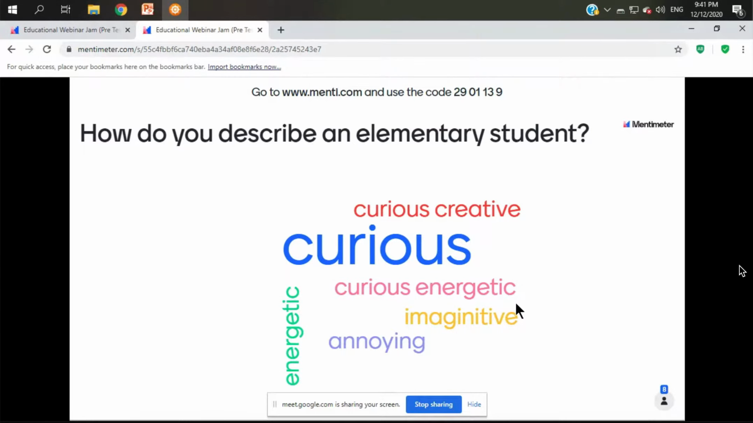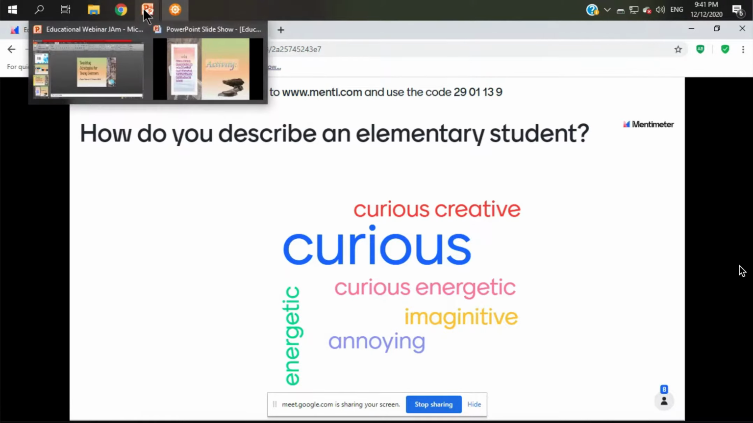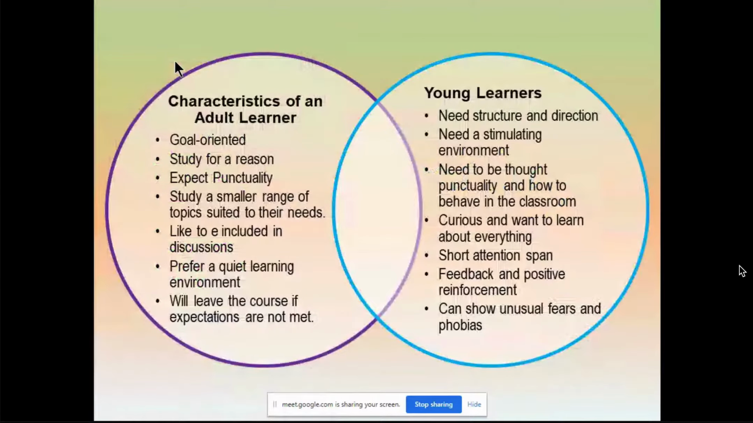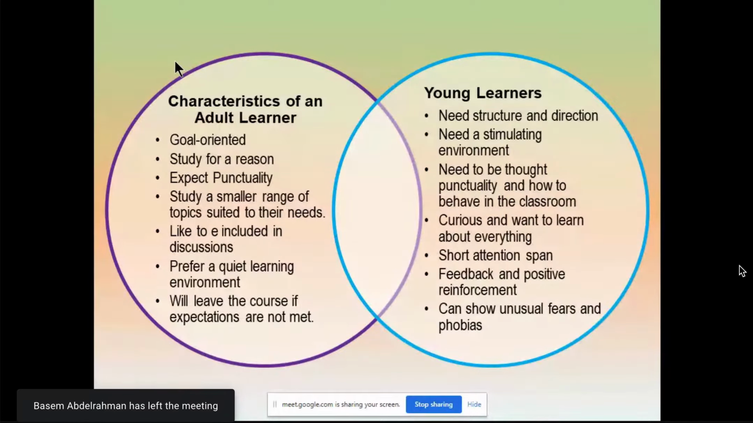Okay, so that is our perception, and I think most of us have that perception as well. Some of the chat box they said curious also. Okay, so for our first activity, we have learned our perceptions of students. Now, here are some of the characteristics of an adult learner. So we will be using a Venn diagram to describe each.